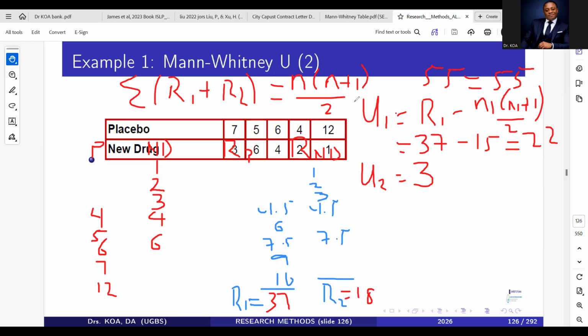At this stage, there's one more commandment to check to be sure that you are on track. And what is that? The commandment says that, watch it, your U1 plus your U2 should be equal to your N1 times your N2. Write it down. If you check and they are equal, you are good to go.